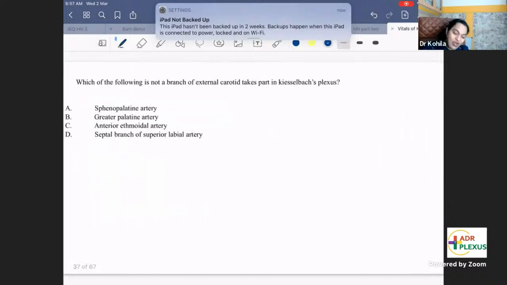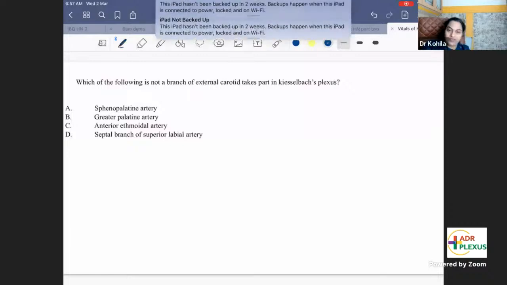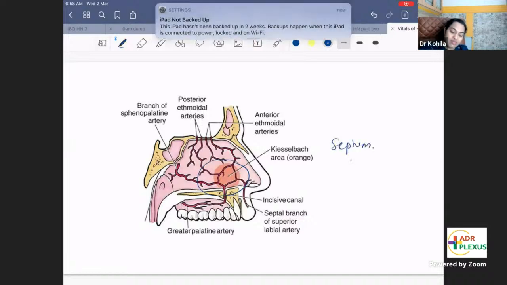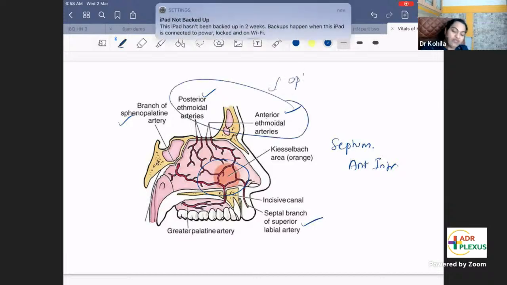Which of the following is not a branch of external carotid but taking part in Kiesselbach's plexus? Yes, this is also from your previous NEET-PG question. Very good. It's coming from the ophthalmic artery. Kiesselbach's plexus is in the anteroinferior part of the nasal septum. Arteries contributing to it are anterior ethmoidal, posterior ethmoidal, sphenopalatine, and facial artery. Of which the anterior and posterior ethmoidal come from the ophthalmic artery.